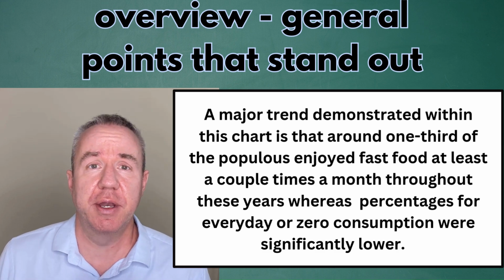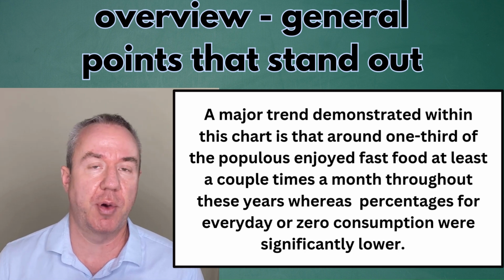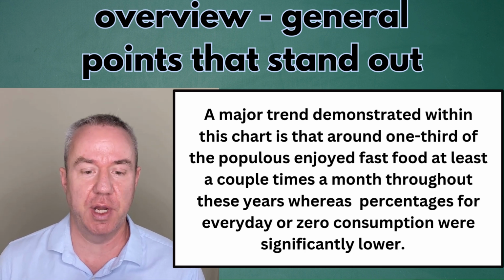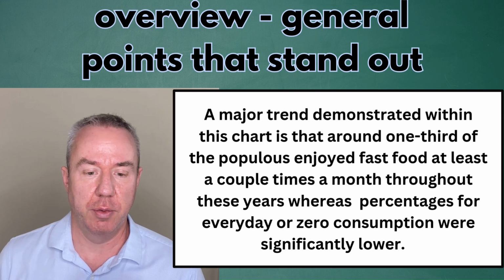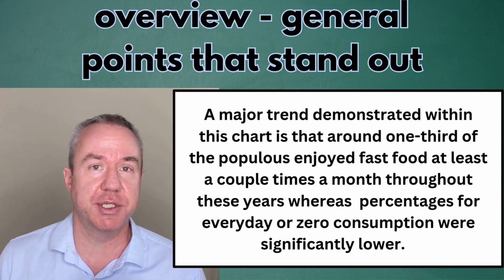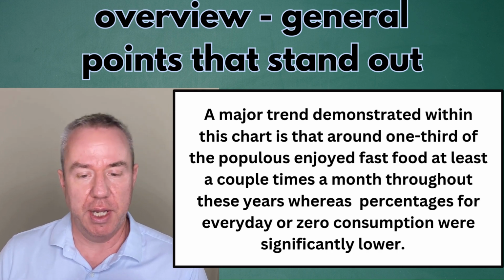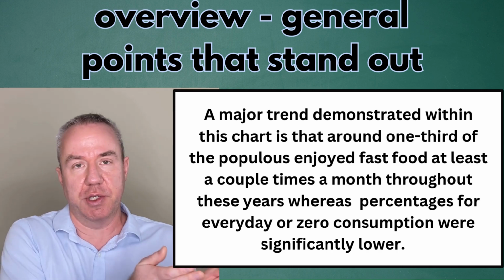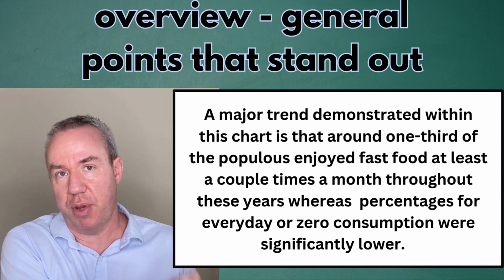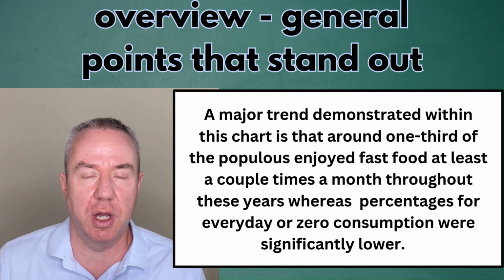A major trend demonstrated within this chart is that around 1/3 of the populace enjoyed fast food at least a couple times a month throughout these years, whereas percentages for everyday or zero consumption were significantly lower. Ooh, it's a long sentence, but it does work because we have the whereas, which is a comparing linking word that helps us to connect these clauses together.